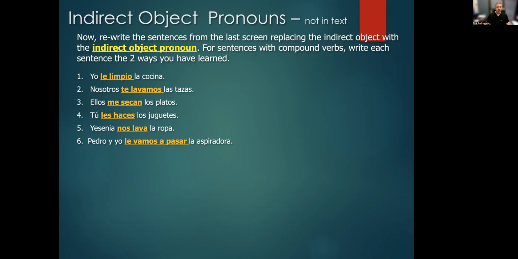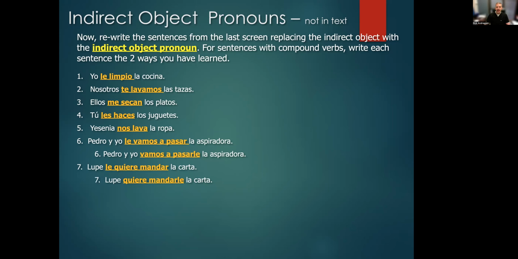Número 6, 2 verbs. Pedro y yo le vamos a pasar la aspiradora, o Pedro y yo vamos a pasarle la aspiradora, either before the conjugated verb or after the infinitive and attached to it. Número 7, Lupe le quiere mandar la carta, o Lupe quiere mandarle la carta. Número 8, Elena le está enviando el vestido, o Elena está enviándole el vestido. Attached to that participle with the mandatory accent.